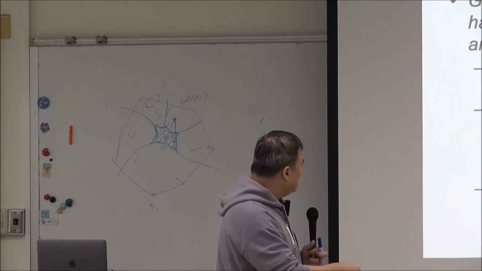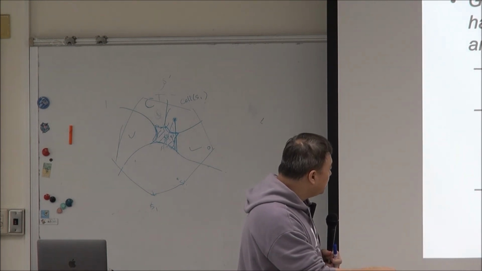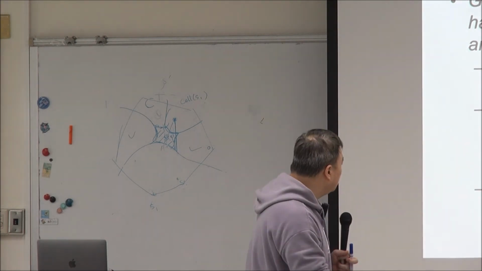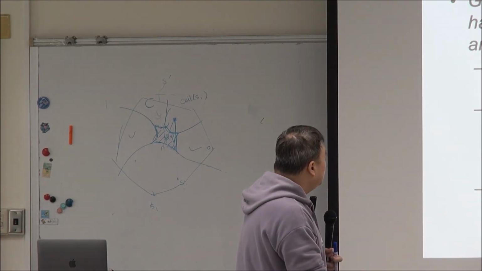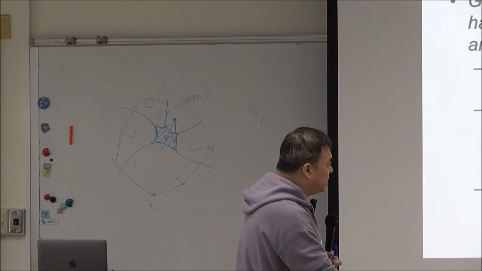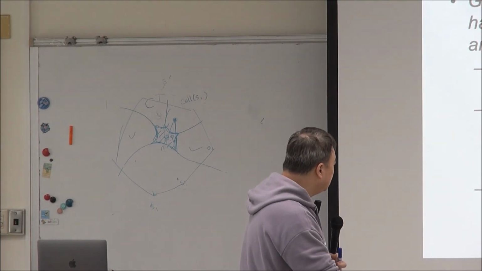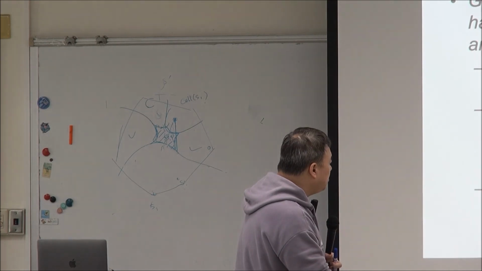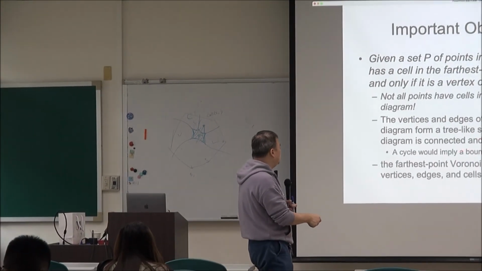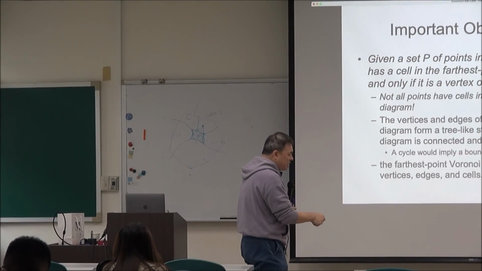So let's assume this is correct. Okay, I will come back to this before the end of the class. So the white one doesn't have a cycle, I will come back to discuss this. Because a cycle implies a boundary cell. Because the cell cannot be bounded.